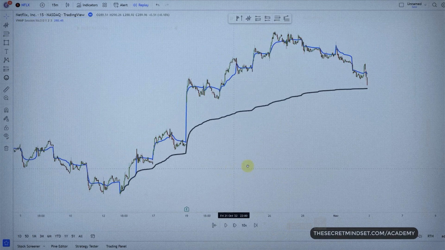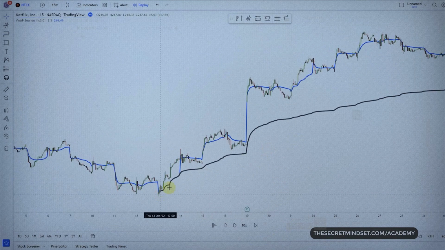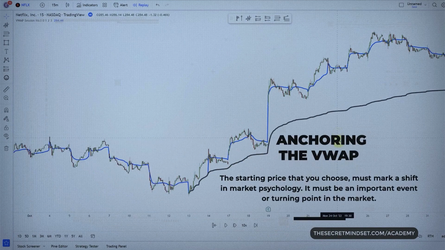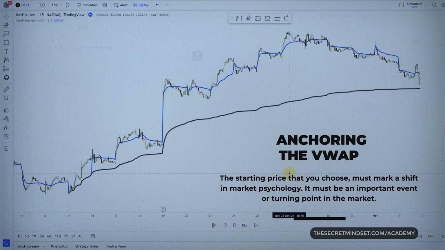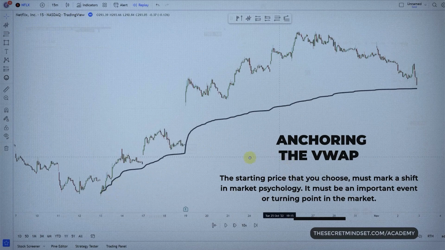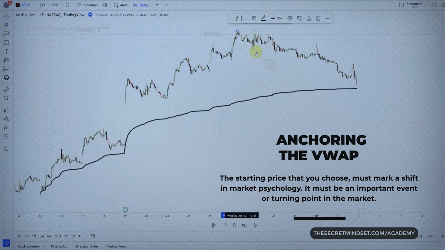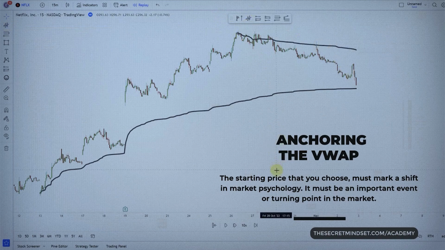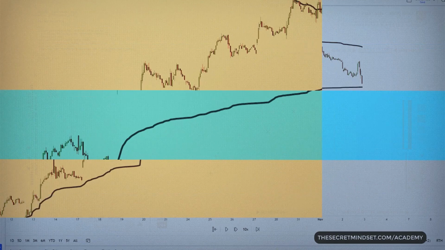One of the most effective strategies is to trade pullbacks to the anchored VWAP line. The most important part of the strategy is anchoring the line. The starting price that you choose must mark a shift in market psychology. It must be an important event or turning point in the market.